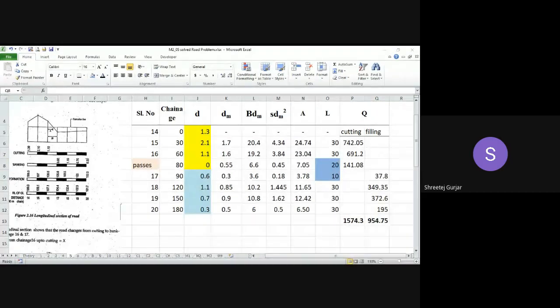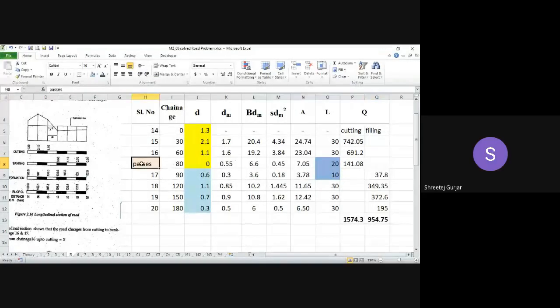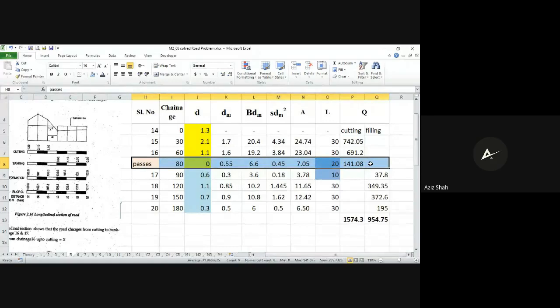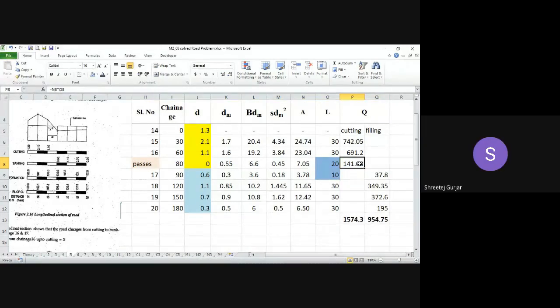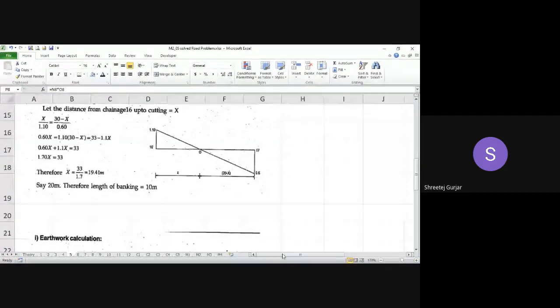Is this clear? If you didn't understand any, please let me know. Yes, Aziz. Sir, for 80, 141.0, cutting filling should be 0, no, sir? Here, okay, you are asking me here. Let me just zoom over here. So that is change number 16, I guess. So that is cutting, meaning it is this part. This part we have calculated as 141. From here we are coming under cutting. Yes, sir, it is this triangle, and this is for banking. That is the next one. Okay, 141, and this is for the next one. I hope you have understood.